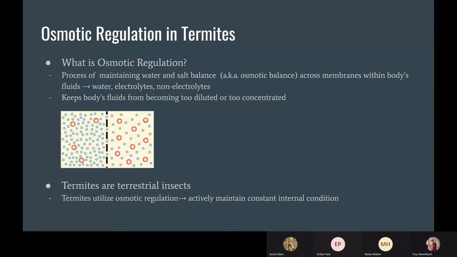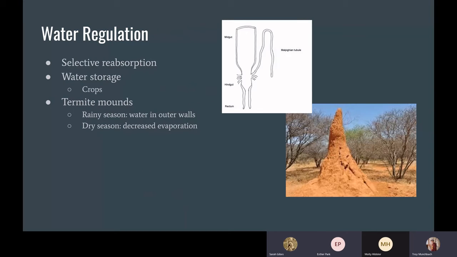Termites are terrestrial insects, and most terrestrial insects are osmoregulators, which means that they must maintain the right concentration of solutes and the right amount of water in their body fluids. So insects generally regulate their water balance through selective reabsorption.